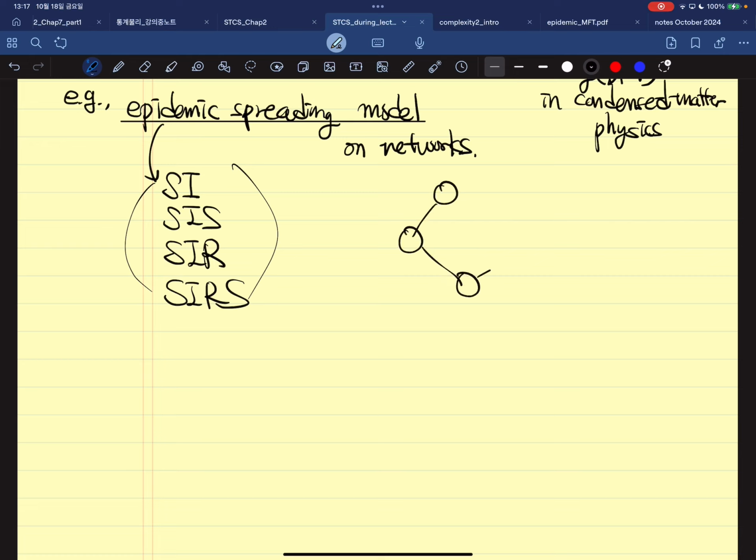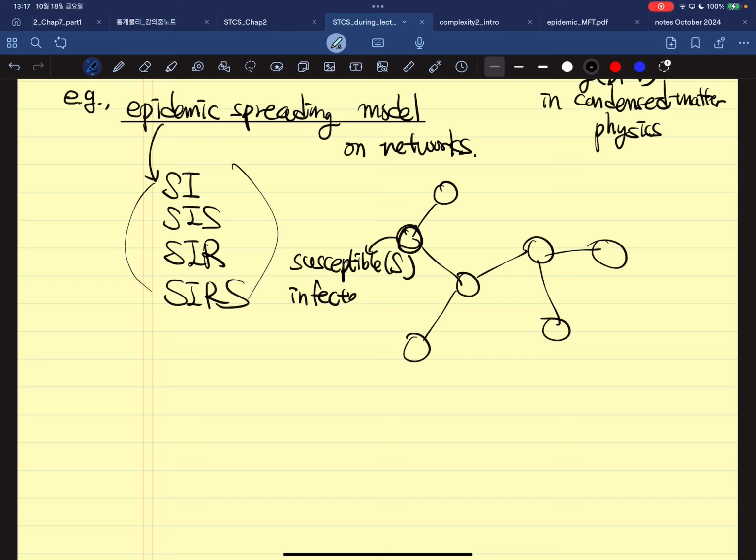we have to think about this network system. So here, each node can be susceptible, or S state, meaning that it's a healthy state, but it's possible to get the epidemic, or normal or regular state. And it can be infected, I. And it can be recovered from the epidemic, or sadly, removed.